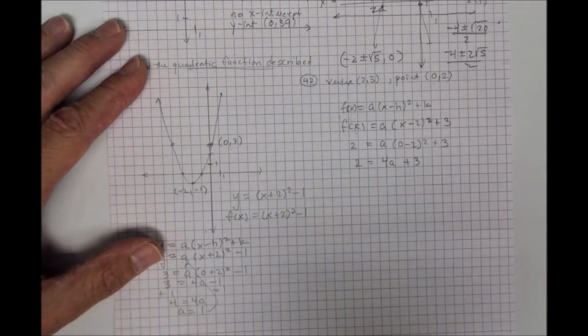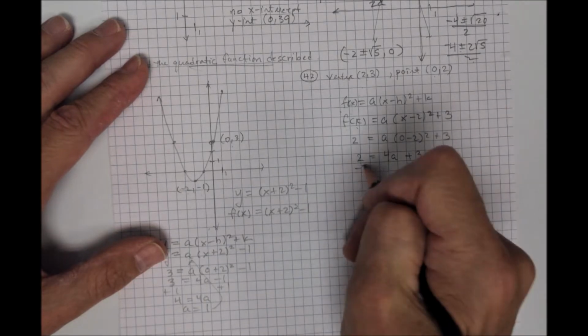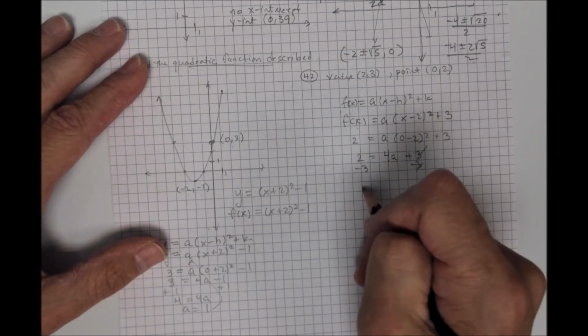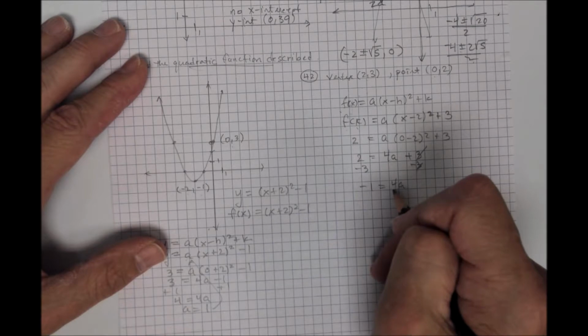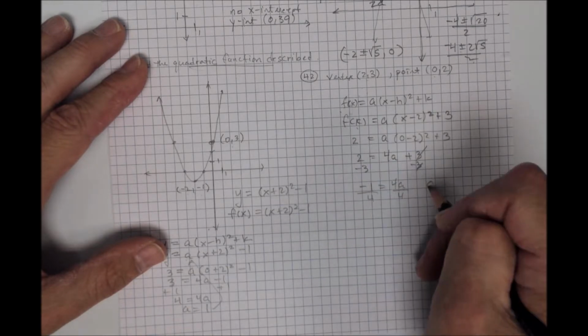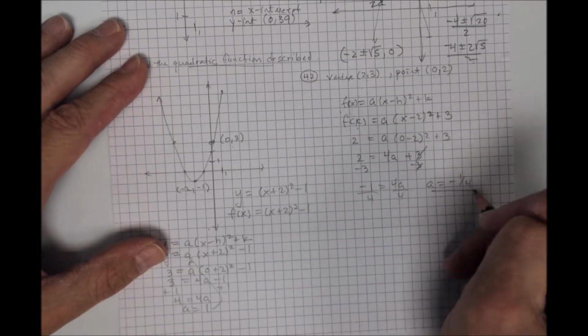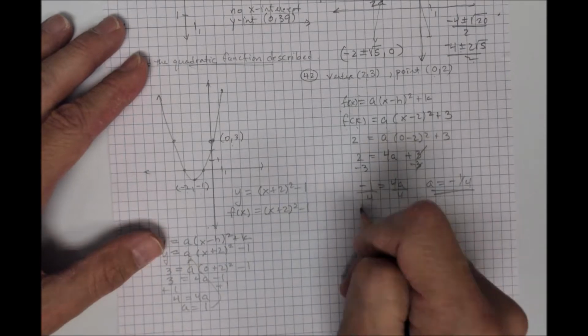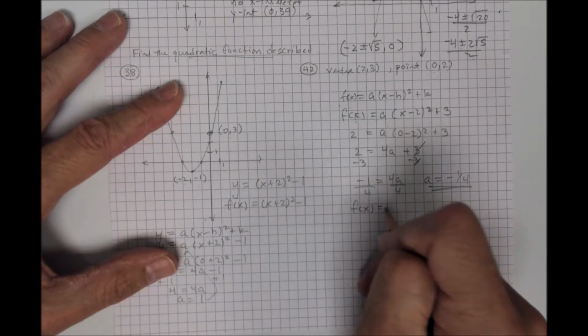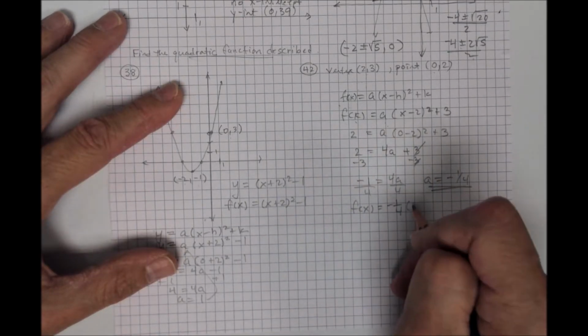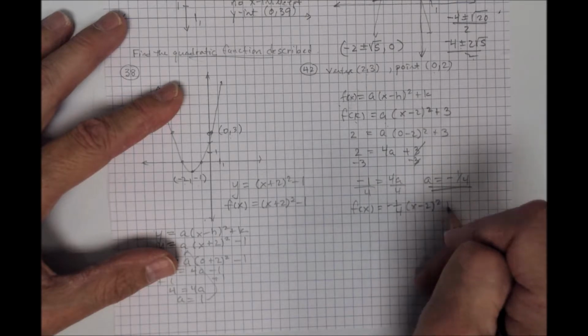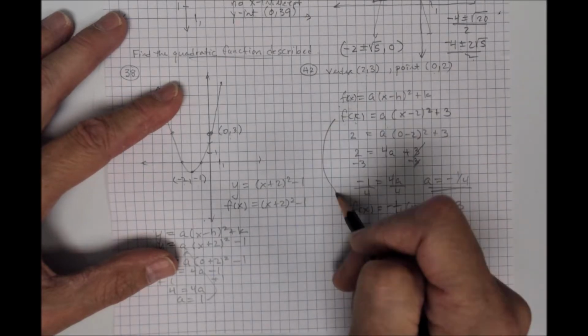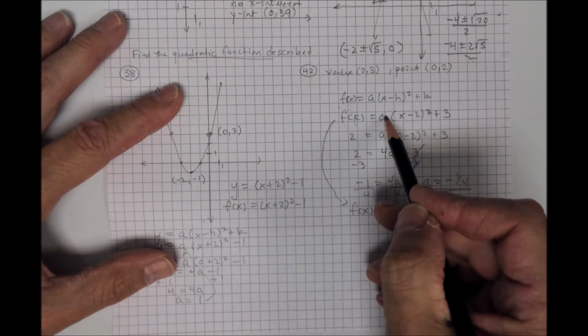And then I'm going to subtract 3 from both sides, and I get negative 1 equals 4a. Then I'm going to divide by 4, and I get a is equal to negative 1/4. So that goes right there. f of x equals negative 1/4 times the quantity x minus 2 quantity squared plus 3. So we just plugged negative 1/4 in there for the a.